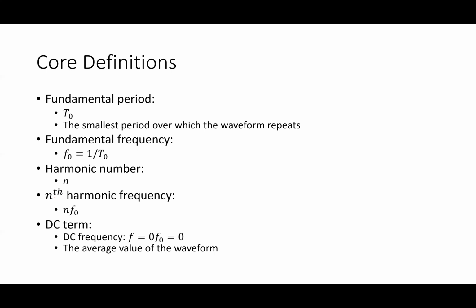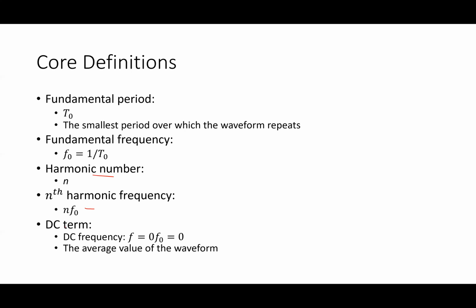Then I have my fundamental frequency, which is 1 over that. And all of the frequencies inside there are n times that frequency. I call that the nth harmonic frequency. And I have this thing I call the harmonic number that tells me whether I'm dealing with n equal 1, the first harmonic, n equal 2, the second harmonic.